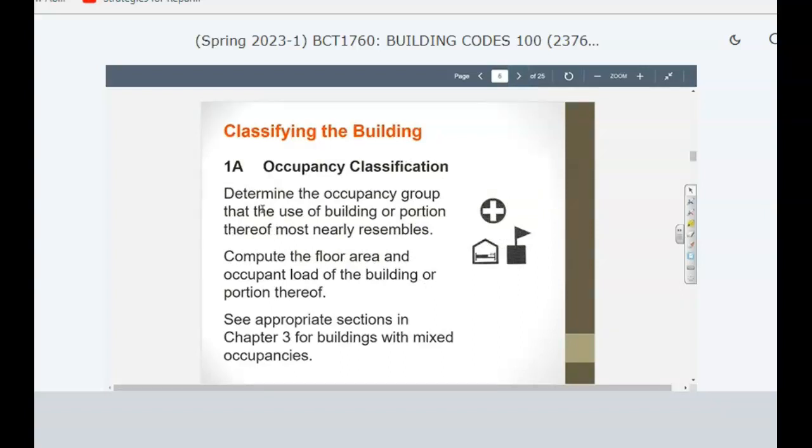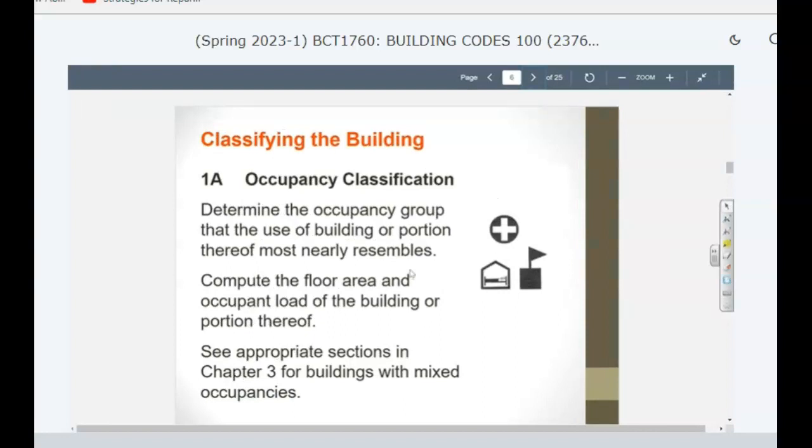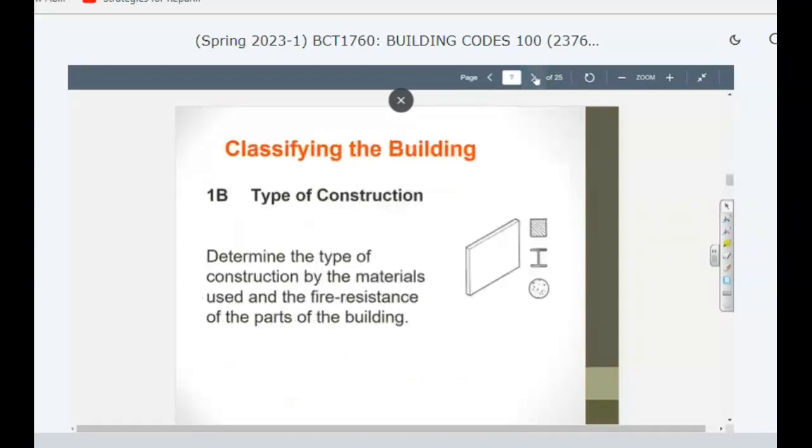But you determine what's happening to determine the occupancy group for that use of the building or portion that it most nearly resembles. What does it most nearly resemble? Compute the floor area and the occupant load of the building and the portion thereof, and see the appropriate sections in Chapter 3 for buildings with mixed occupancies. We also need to know the type of construction, or we will get the type of construction that we need to make these hour codes. Make sure that we can get the rating of 1, 2, or 3 hours that we need.